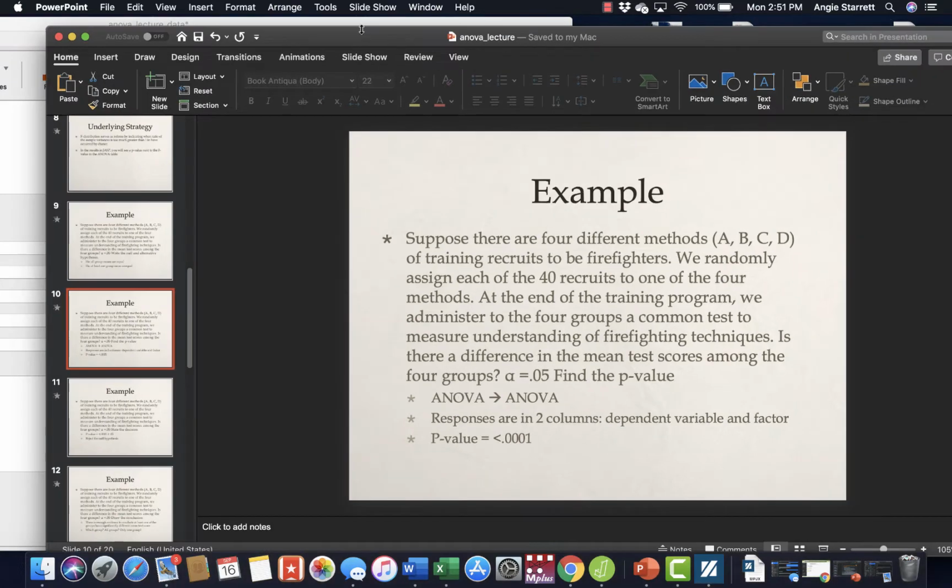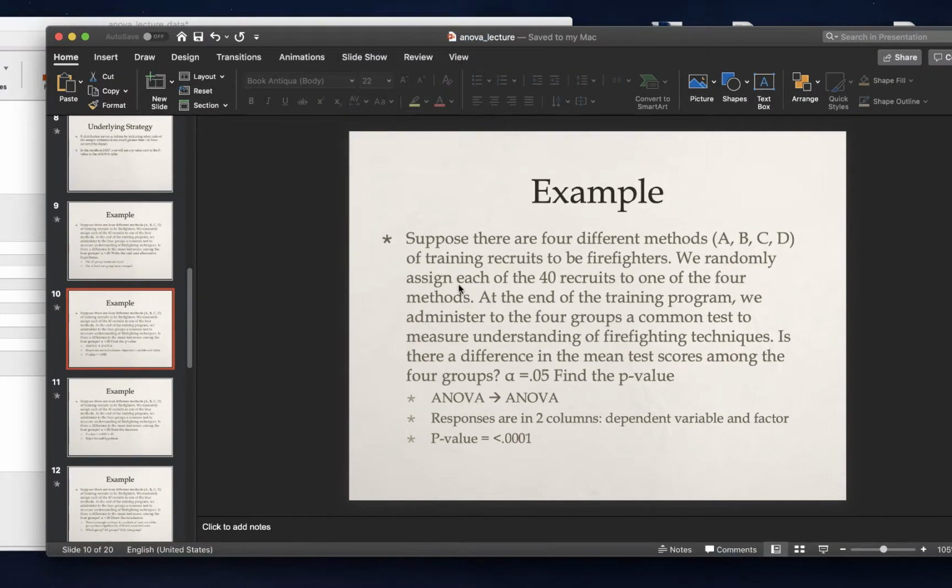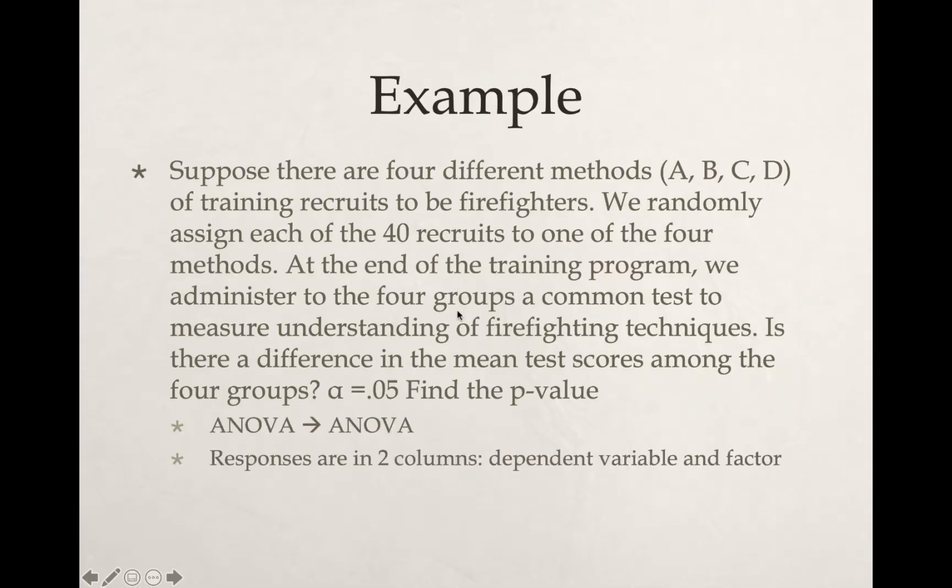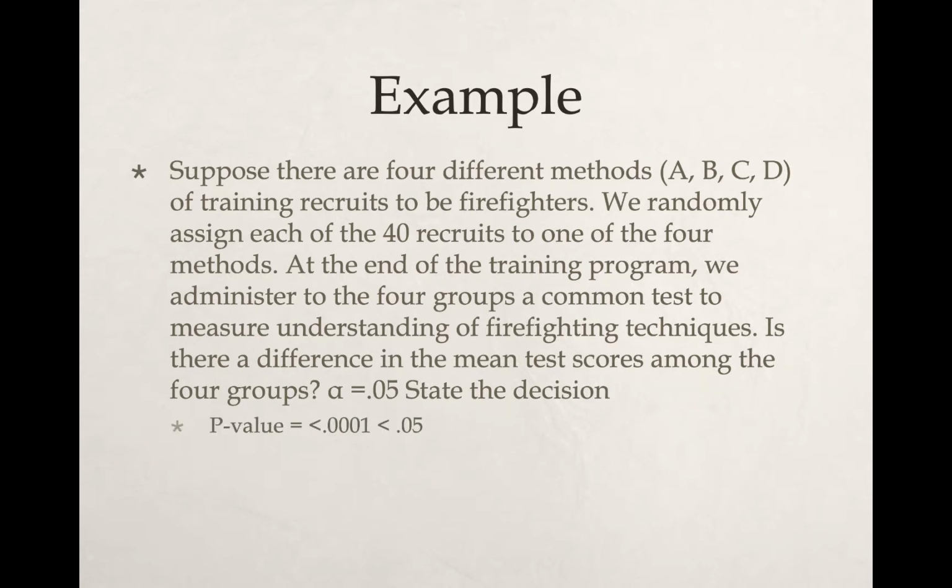All right, let's go back over here for the time being. All right, so again, our responses are in 2 columns. We had our dependent variable and our factor, which was the group, and we found our p-value is less than 0.001. All right, since the p-value is really teeny tiny like that, it's less than 5%, so we reject the null hypothesis. Now, how do we conclude?